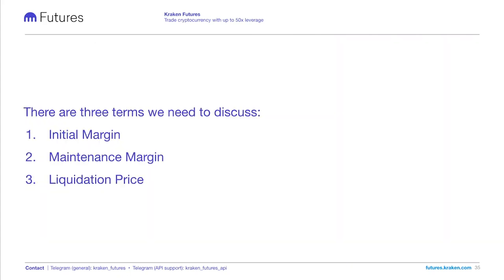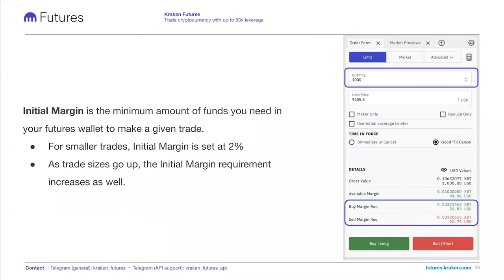So there's three terms that are involved with liquidation: initial margin, maintenance margin, and the liquidation price. Initial margin is the minimum amount of funds that you need to put in your futures wallet to make a given trade. So for smaller trade sizes, the initial margin is set at 2%. That's where the 50x leverage comes from.